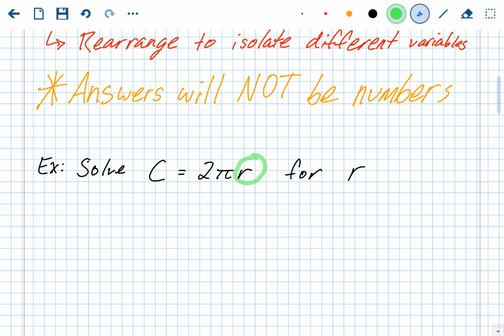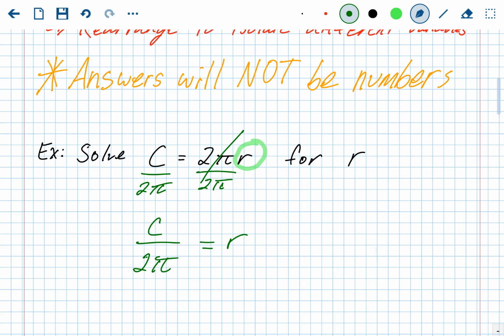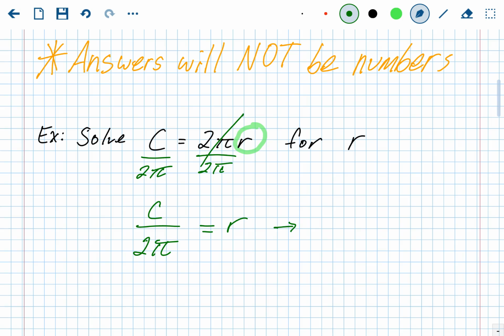Well, we have the r over here, and we need to get rid of the 2 pi. Now 2 pi is just a number. 2 is a number, pi is a number. If you need to get rid of a number that's directly in front of a variable, you would divide. So we can just divide both sides by 2 pi. 2 pi divided by 2 pi, again, that's just a number divided by a number. Anything divided by itself is 1, so it eliminates. So we're left with C over 2 pi equals r. Or if you prefer, you could rewrite it r equals C over 2 pi.